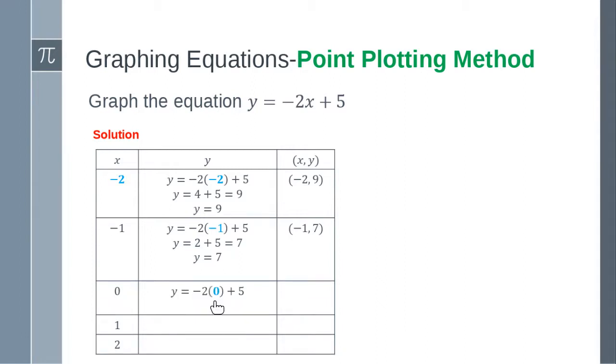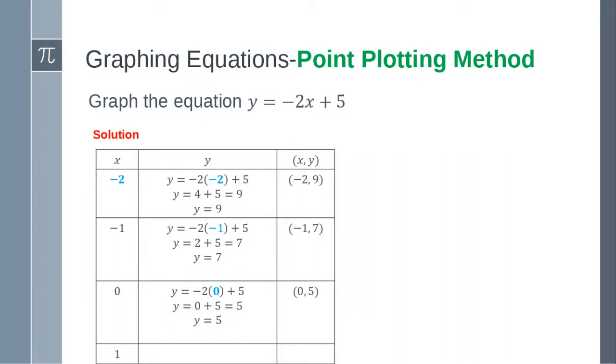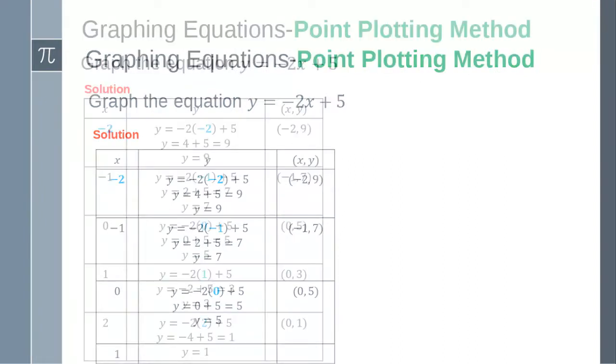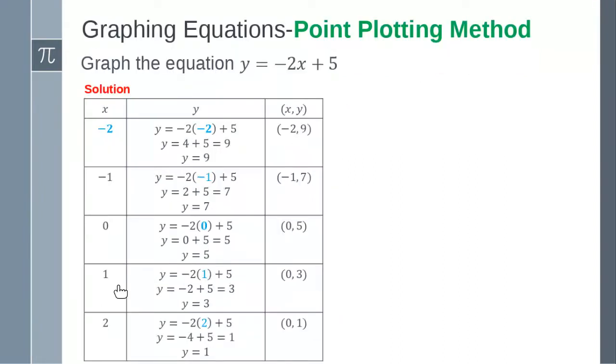And then for 0, we do the same, substitute the x for 0. So we get -2 times 0, and then we add the 5. Okay, so my ordered pair would be 0 and 5. And I keep doing the same for the rest of the points. I substitute the 1. -2 times 1 is -2, plus 5 is 3. And -2 times 2 is -4 plus 5, which is equal to 1.